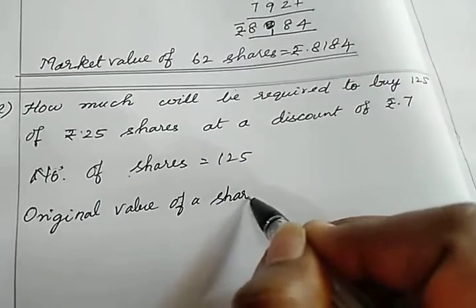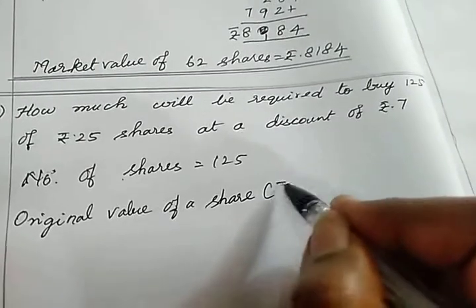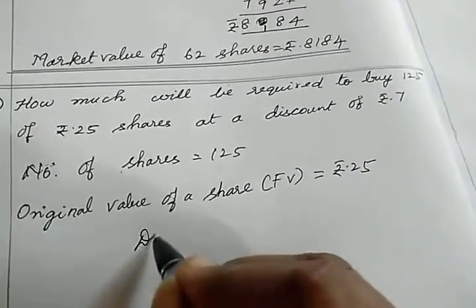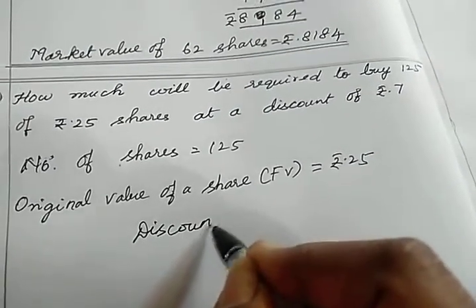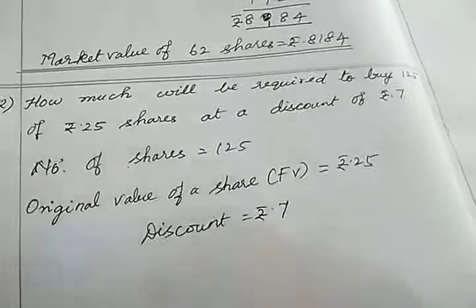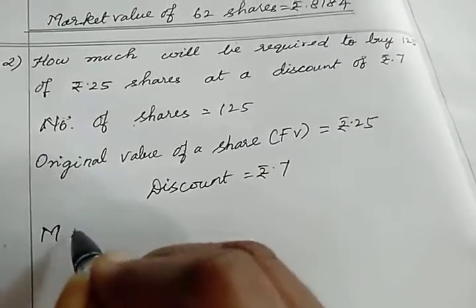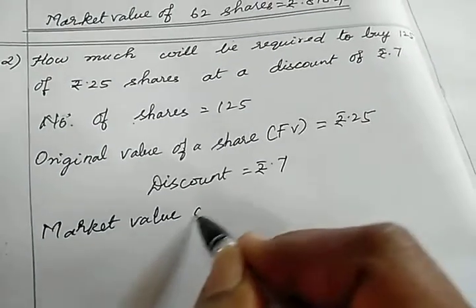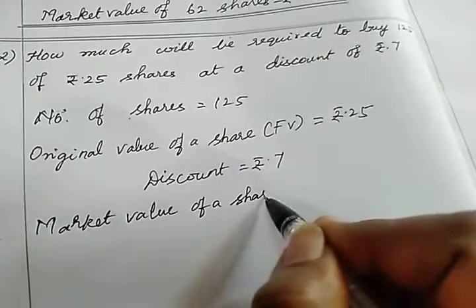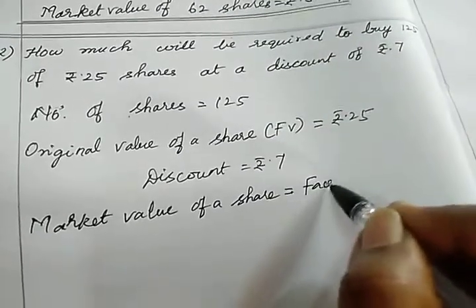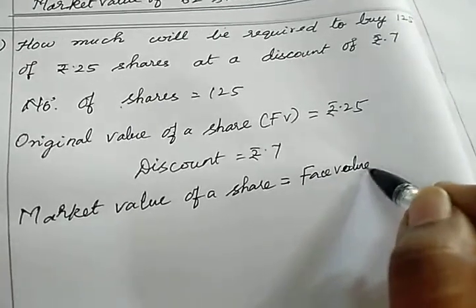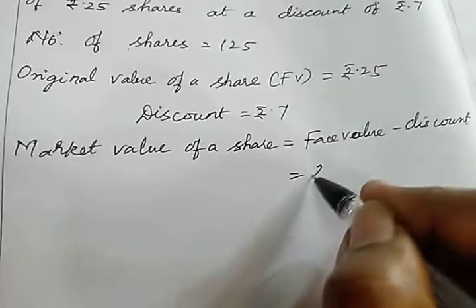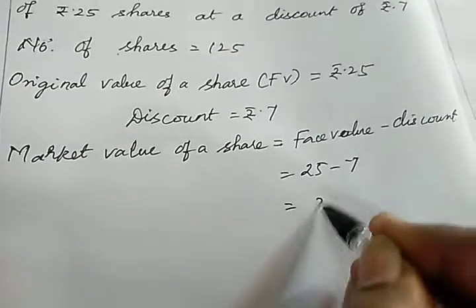Face value of a share, that is the original value of a share. We are buying a share from a person. That is, the face value of a share is rupees 25. They are giving us a discount of rupees 7. So if we get a discount, we have to find now the market value of a share. Market value of a share equals face value minus discount, that is the original value minus discount, equals 25 minus 7, which is rupees 18.